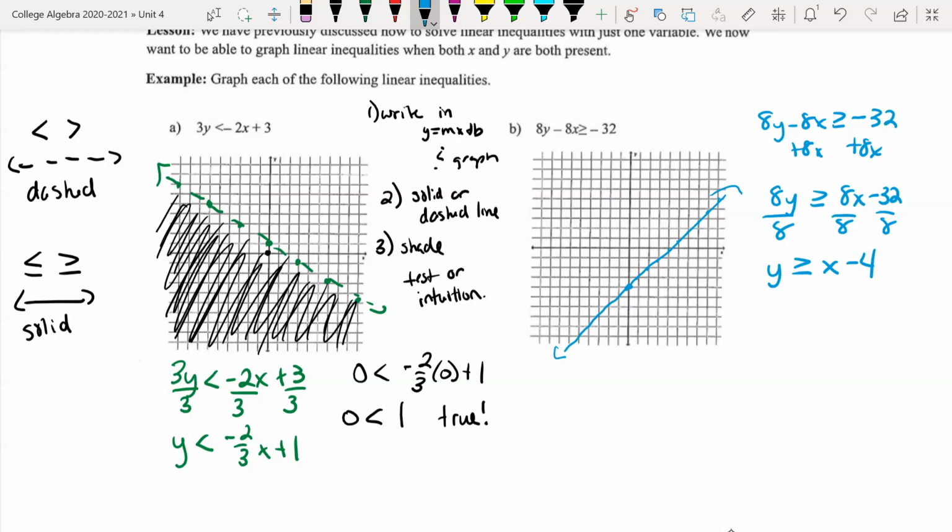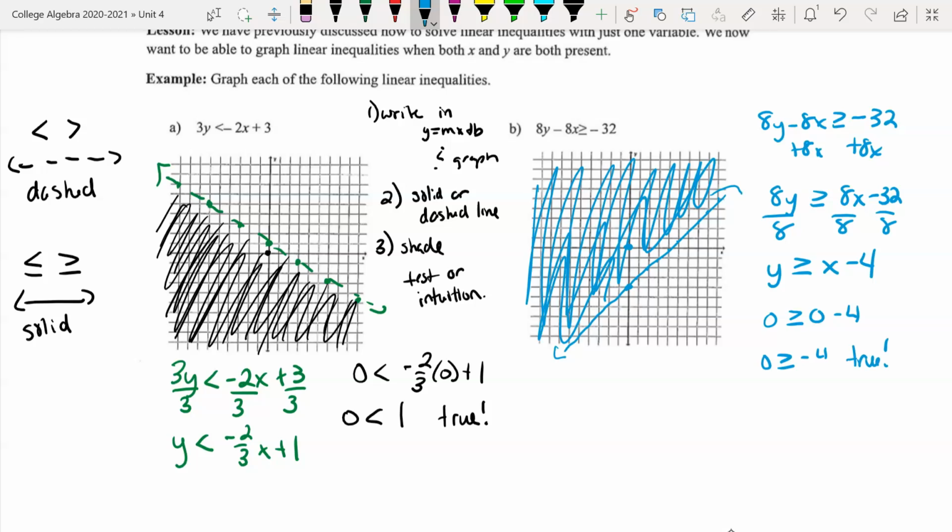Again, I could use a test point. If I do that, I get 0 greater than or equal to negative 4. 0, 0 is right here. With greater than, though, I always think intuition. I'm going to shade above the line, so I shaded above it. That's where that test point was, and it was true, so it works.